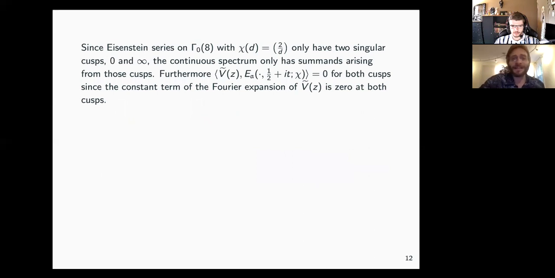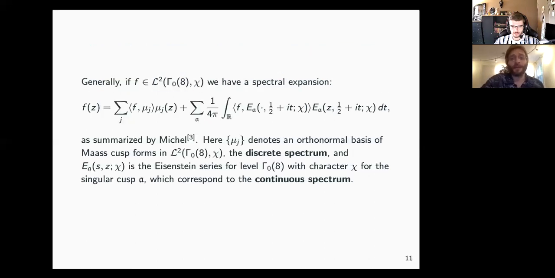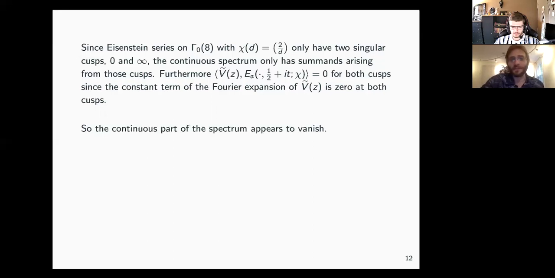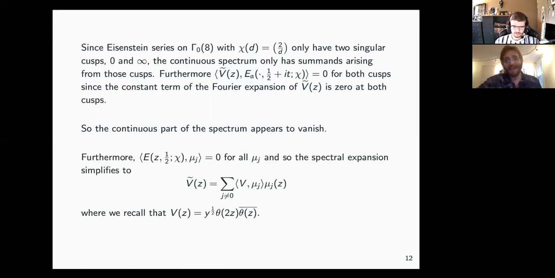Now, since the Eisenstein series on Gamma_0(8) has only 2 singular cusps, 0 and infinity, the continuous spectrum that we saw in the previous slide for our V tilde of Z, our regularized V, vanishes since we've subtracted off the constant term, and that is exactly what the Eisenstein series are going to pick off. So we don't have to worry about the continuous spectrum in this particular example. The continuous part of the spectrum appears to vanish. And we also have that the Eisenstein series is orthogonal to all of these Maass forms.